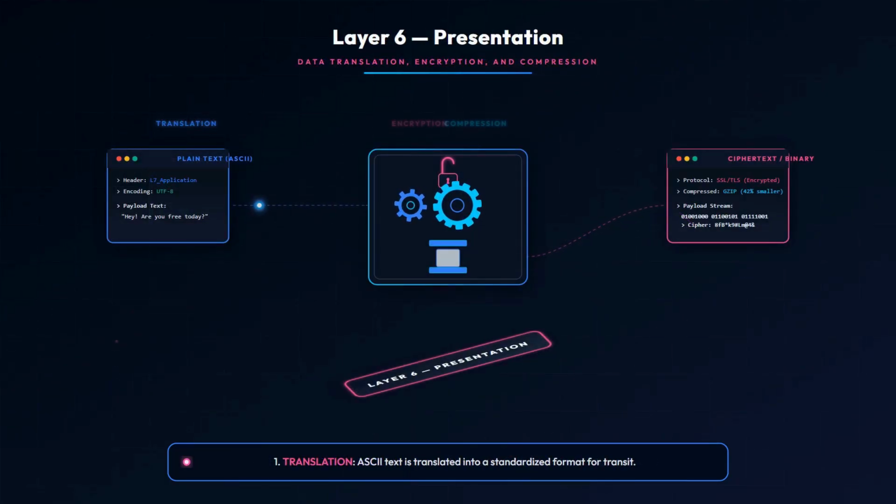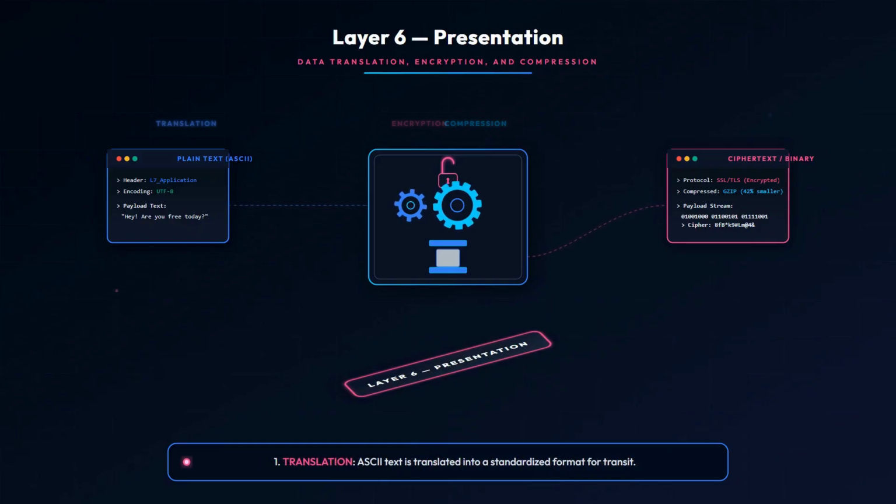Next comes the presentation layer. This layer acts like a translator. Imagine two people speaking different languages. A translator helps them understand each other. Similarly, computers often store and represent data differently. The presentation layer converts data into a common format.